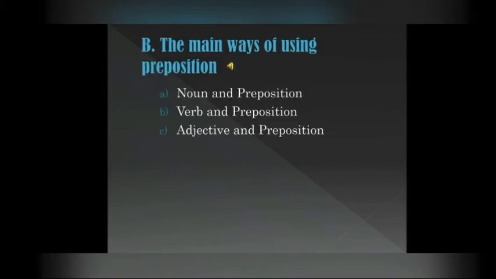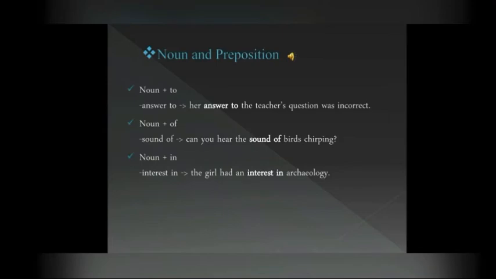Next, the main ways of using preposition. Here, divided into three. The first is noun and preposition. The second is verb and preposition, and the last is adjective and preposition. Noun and preposition. First, there is noun plus to. For example, answer to. And the sentence is, her answer to the teacher's question was incorrect.